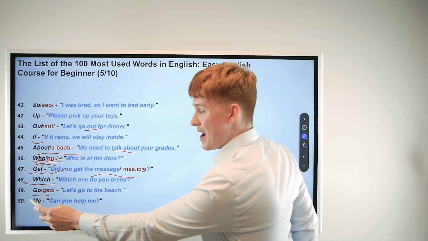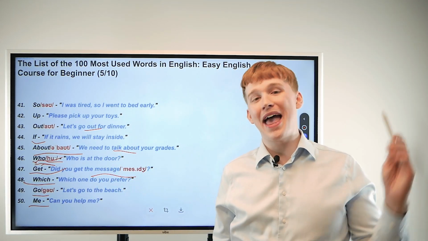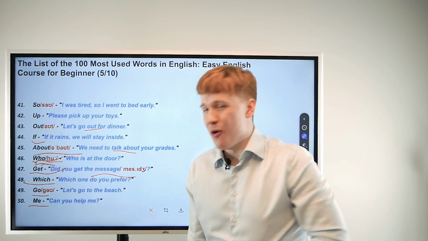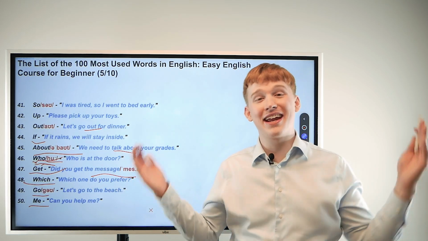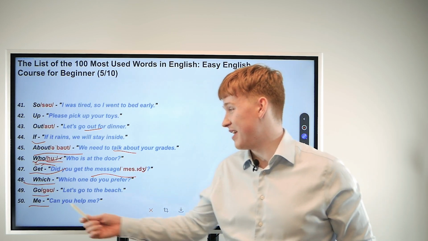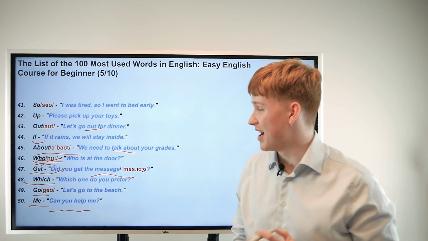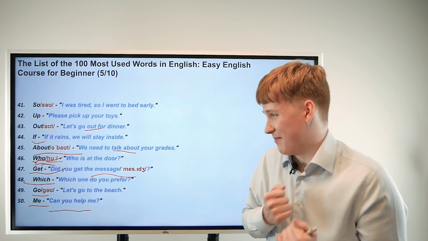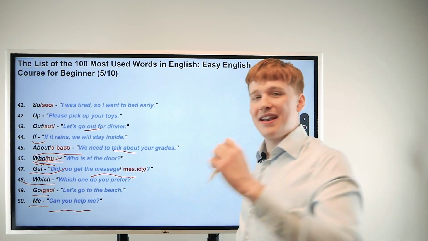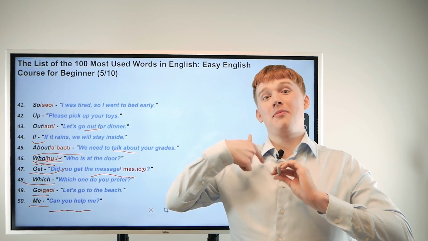That's great. So next up we have me. Can you help me? Remember this phrase when you go to England or America or an English-speaking country, because this will help you. If you need help with something, you can quite easily ask someone by saying, can you help me? It's like, where is the train station? Can you help me? That's great. So me is me. I'm stating for someone to help me.